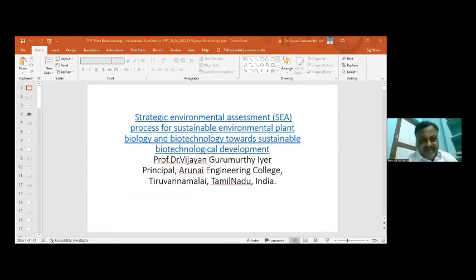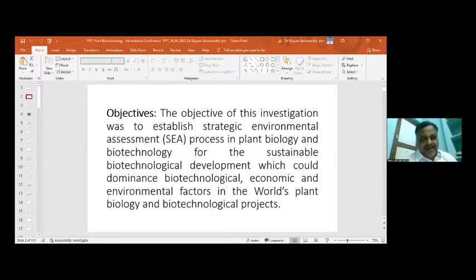The investigation is on the strategic environmental assessment process for sustainable environmental plant biology and biotechnology, towards sustainable biotechnological development. Sustainable biotechnological development is a kind of development that meets the needs of the present generation without compromising the ability and efficiency of future generations to meet their biotechnological requirements. So this has basically three pillars: environmental stewardship, social inclusion, and economic growth. The objective of the study is to investigate and establish the strategic environmental assessment process.